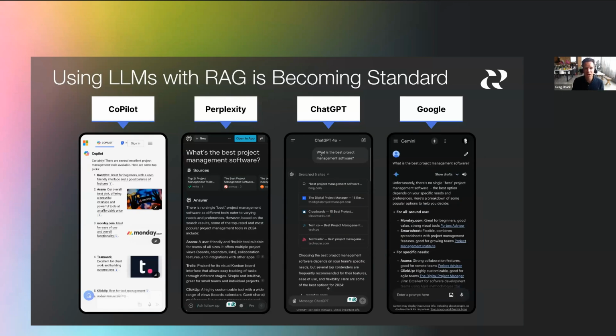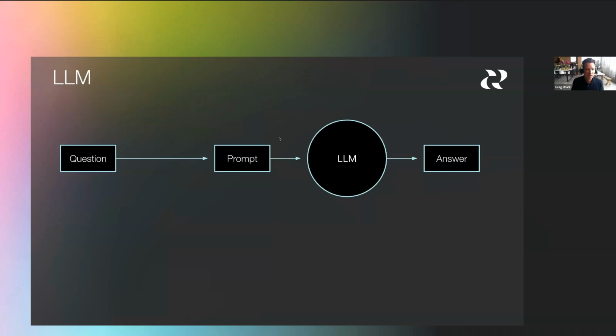And this is actually becoming standard. So all of the different AI search or AI answer engines are starting to do this. And as well as many other applications where we're trying to apply LLMs, for example, within a company where you have proprietary data, basically giving the large language model access to extra information that's specific to the question is becoming standard. And so what does this look like?